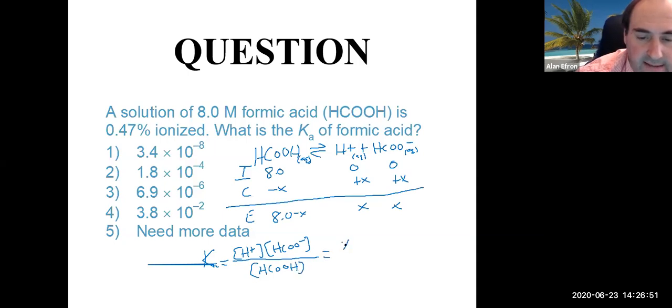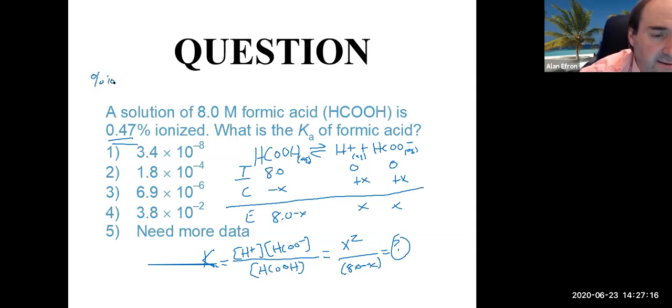And if we do that, that gets us X squared divided by 8.0 minus X. And that equals, I'm not sure, because that is kind of what we're looking for in this particular case. So that's where the other piece of information given to us comes into play. It does tell us how much percent ionized this acid is. And as we just saw on the previous page, percent ionization is equal to the H plus concentration divided by the initial acid concentration times 100%. So we have that it is 0.47% ionized.